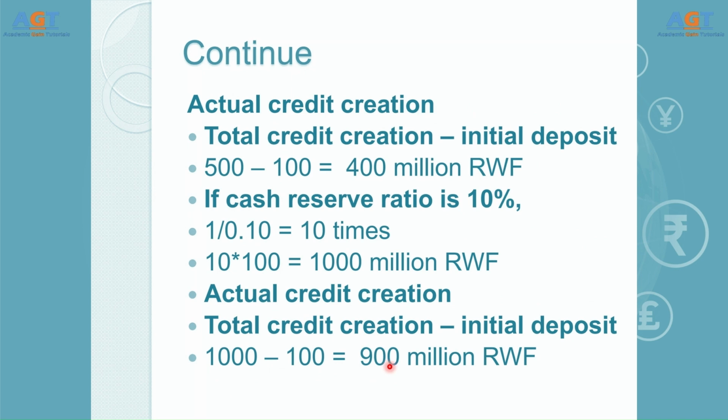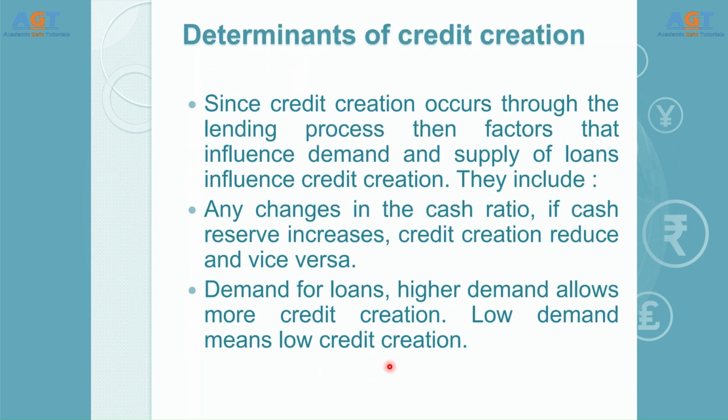Determinants of credit creation. This slide explains the factors affecting credit creation. Credit creation depends on changes in cash reserve ratio. If reserves increase, credit creation decreases, and vice versa. It also depends on demand for loans. Higher demand leads to more credit creation, while lower demand results in less credit creation.